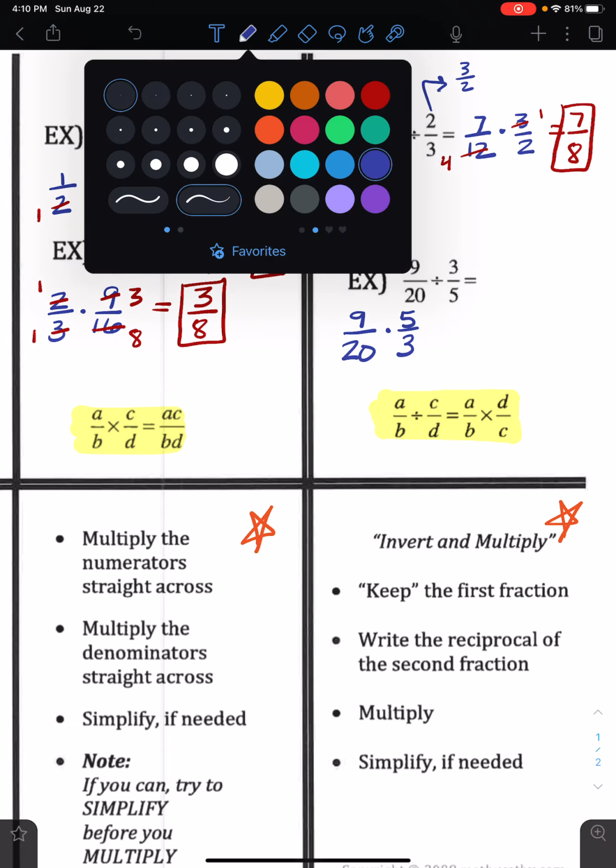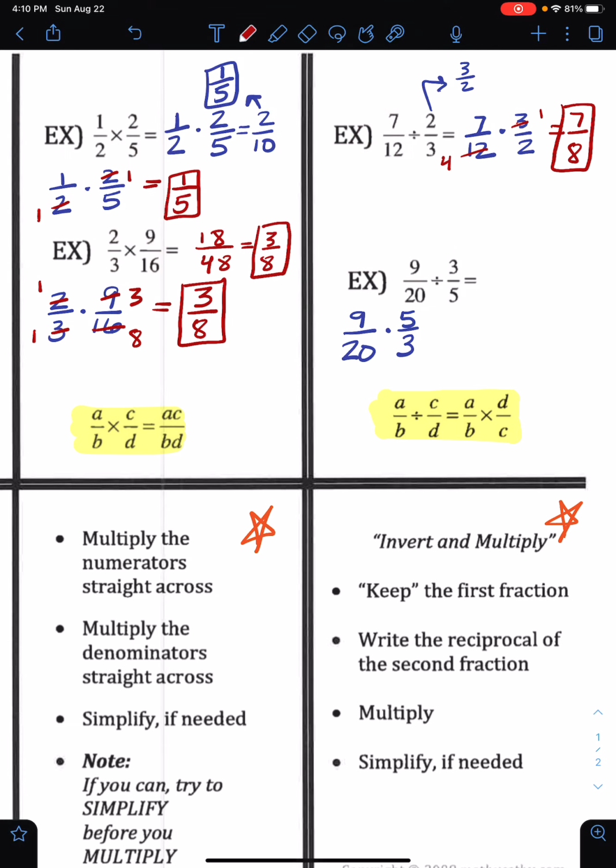Lots of opportunities to cross cancel here. 3 goes into 3 1 time, 3 goes into 9 3 times, 5 goes into 5 once, and into 20 4 times, leaving me with 3/4. And then that is as simplified as possible.